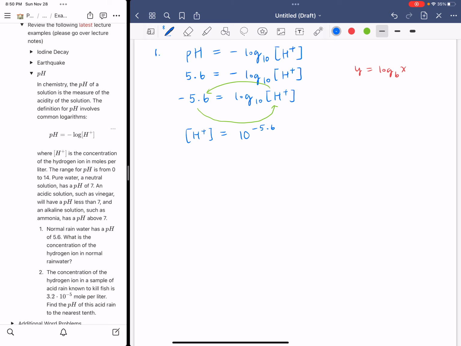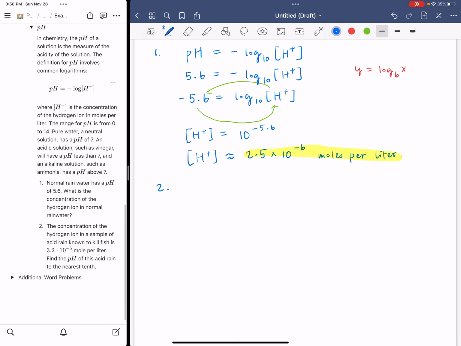If you use your calculator to calculate this, the right-hand side is approximately 2.5 times 10 to the negative 6, and the units, moles per liter. So that will be the answer to number 1. Let's look at number 2.